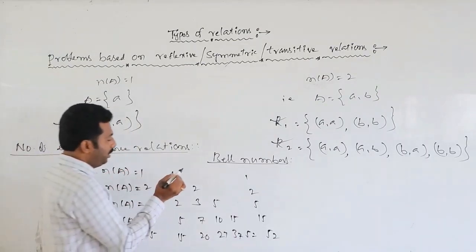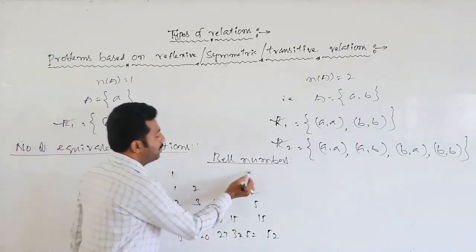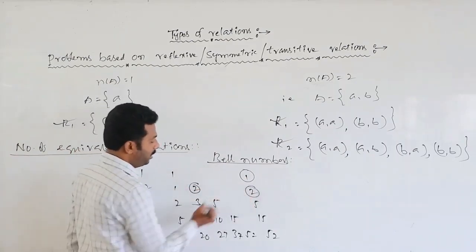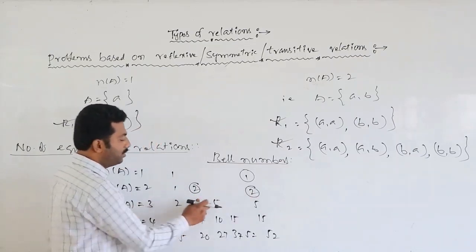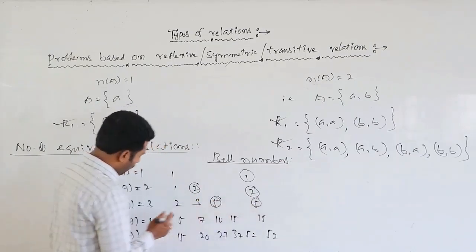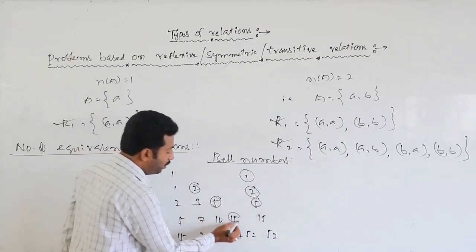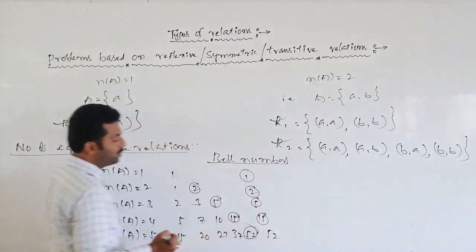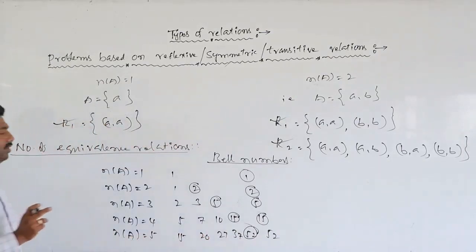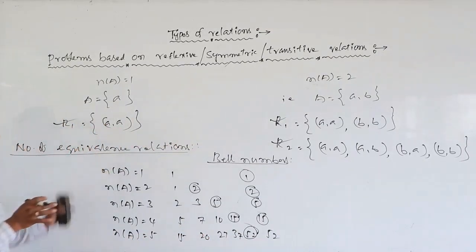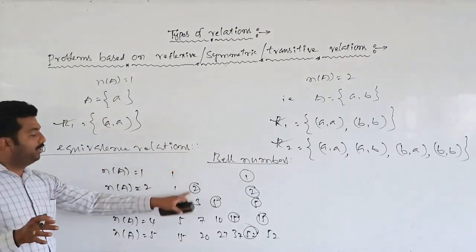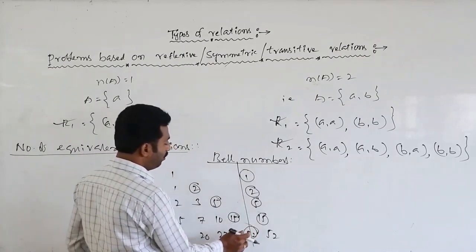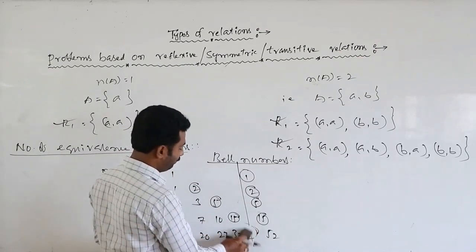So very clear. A contains one element means one equivalence relation. A contains two elements means two equivalence relations. A contains 3 elements means 5 equivalence relations. A contains 4 elements means 15 equivalence relations. A contains 5 elements means 52 equivalence relations. There is no particular formula, but we can calculate the number of equivalence relations by using the Bell numbers. So very clear, these are the numbers of equivalence relations.